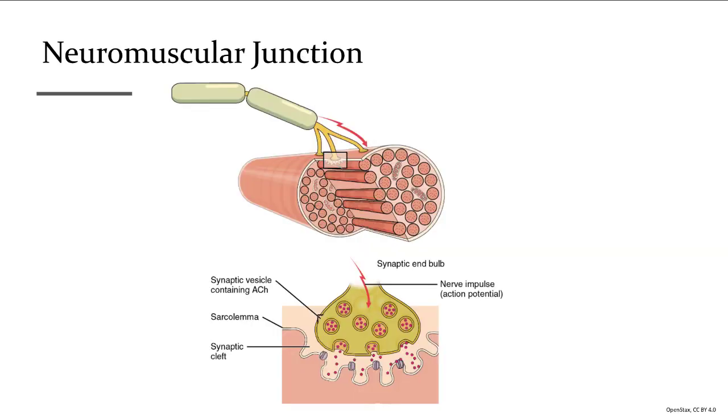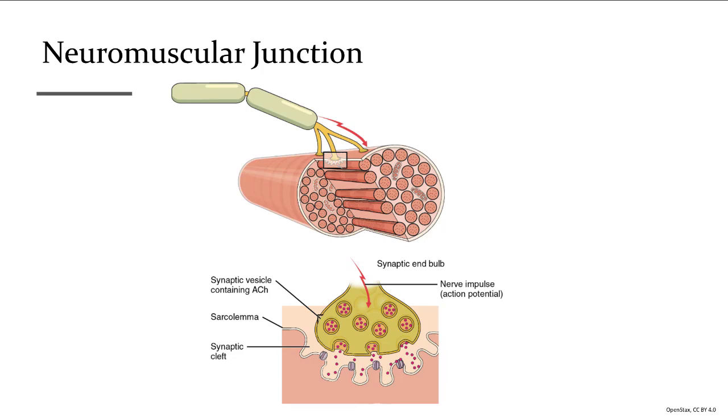Each end of the nerve that interacts with the muscle fiber is called a synaptic terminal. There are several names for this region, actually. The relationship between the synaptic terminal, or the end of the neuron, and the sarcolemma, which is the muscle cell membrane, is known as the neuromuscular junction.